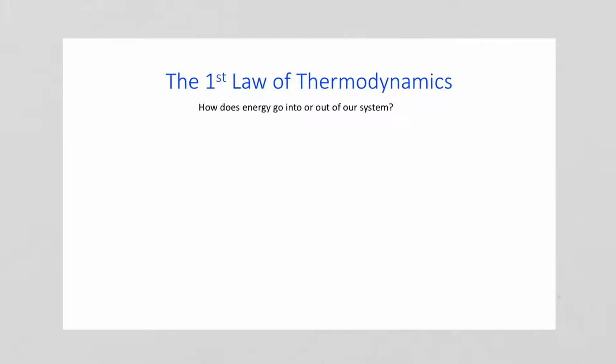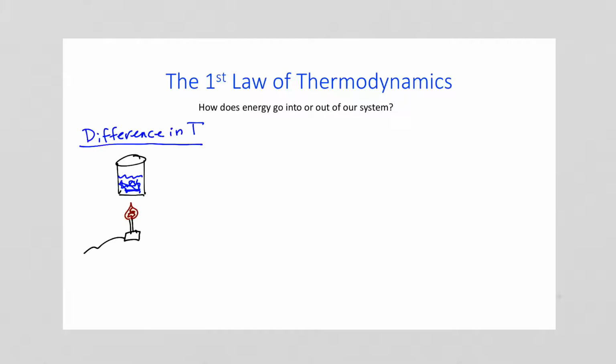Hi there. This video is going to walk through a few key ideas relating to the first law of thermodynamics, which essentially tells us how energy goes into or out of our system. The first way that we can exchange energy with our system is by changing the temperature. So we can either add heat or remove heat from the system.